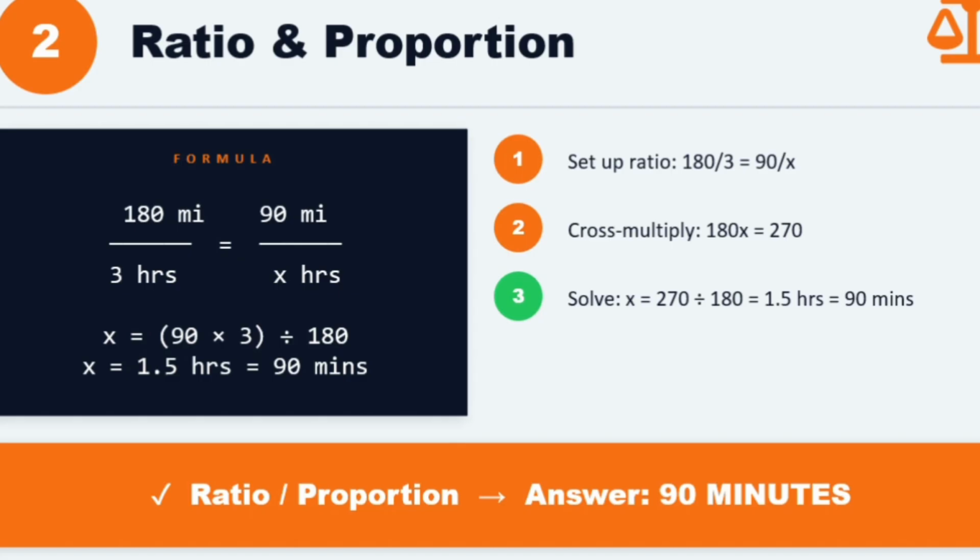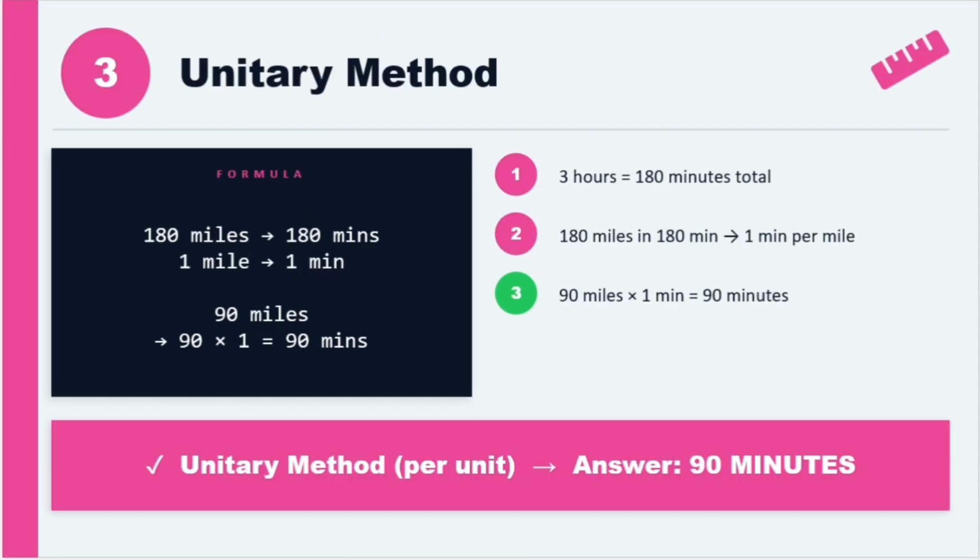So set up the ratio 180 by 3 equal to 90 by x. On cross multiplication, we have 180x equal to 270. On solving, we have x equal to 270 by 180, equal to 1.5 hours, which is 90 minutes.